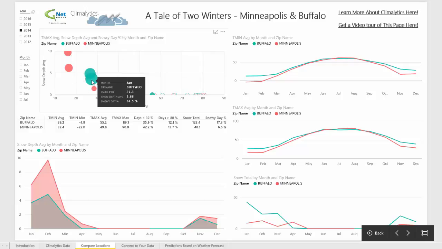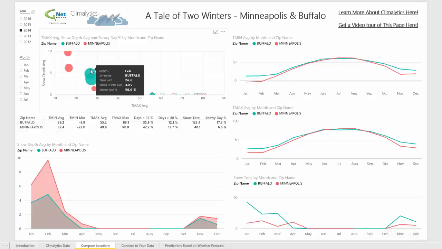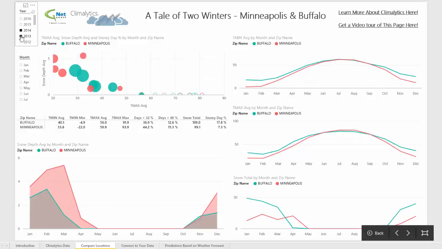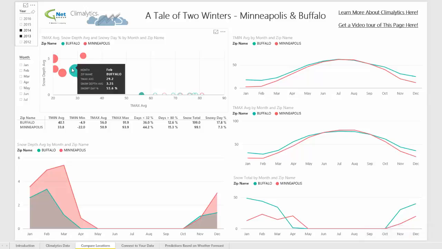Looking, for example, at Buffalo for the same month in February, the average maximum temperature was almost 27 degrees and the average snow depth was around 5 inches, and about half the days had some form of snowfall. If we were to look at 2014 and 2013 combined, you can then see some aggregates, and you'll notice that in general, Buffalo tends to have more days with snow.